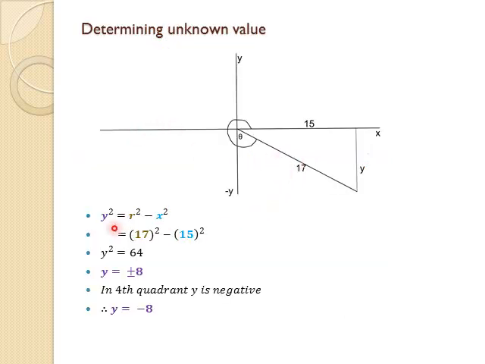From my drawing, y squared equals r squared minus x squared. 17 squared is 289, 15 squared is 225. 289 minus 225 gives me 64. y squared equals 64, so square root of both sides, y becomes plus or minus 8. But in the fourth quadrant, y is negative, so therefore y equals negative 8 and y does not equal positive 8. Now that we're done with the difficult part, we can just solve the problems given to us.